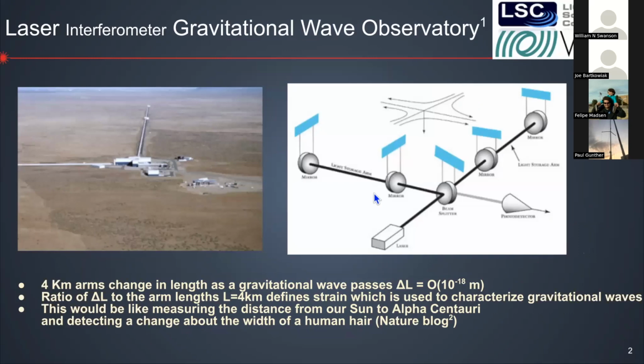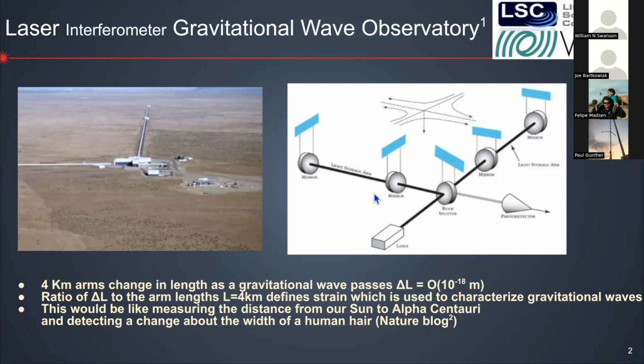Okay, so LIGO, as you probably heard already, is a large interferometer with 4 kilometer arms. We're looking for a change in length of these arms on the order of 10 to the minus 18th meters as a gravitational wave passes through. It's the ratio of the length of the two arms that defines strain, which is what we use to identify gravitational waves.